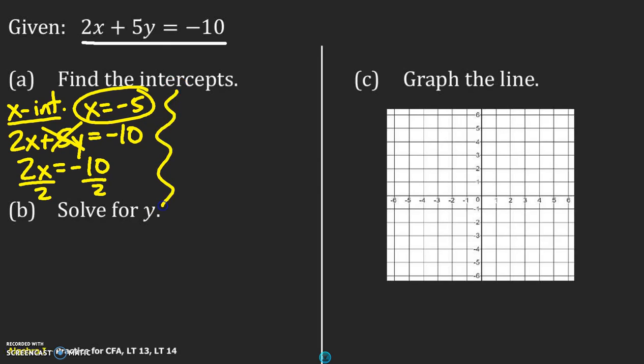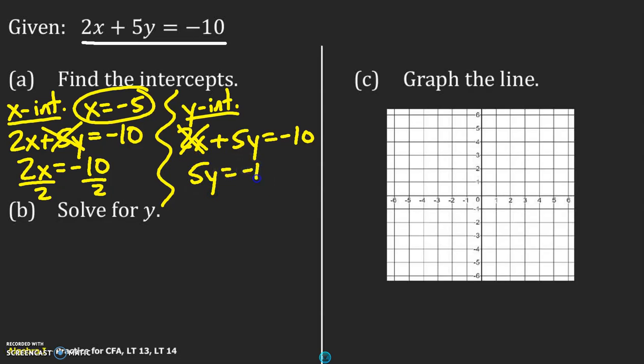To find the y-intercept, Panthers, you want to take that equation, 2x plus 5y equals negative 10, and then you want to cross out the x term. You want to use only the y term, 5y equals negative 10. And if 5y equals negative 10 and you divide both sides by 5, then y is negative 2. So you have found the x and the y-intercepts now.